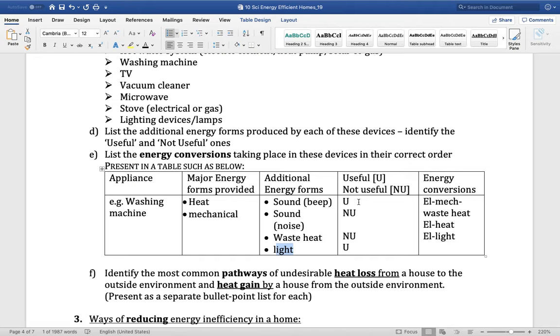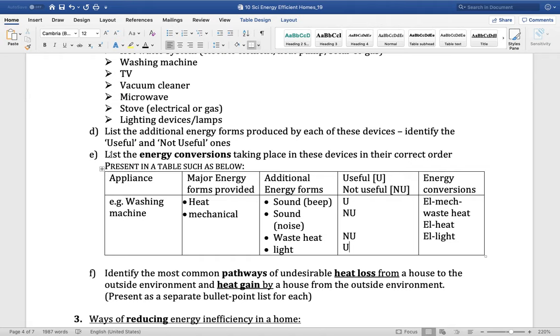Then what you need to do is determine whether these are actually useful energies. So a beeping sound that it makes tells us that the load of washing is finished, so it's actually useful. The sound that it makes when it spins is non-useful. The heat that it produces when it spins is not useful. The light that it produces is useful because we use those lights to determine what setting we're putting our washing machine to.